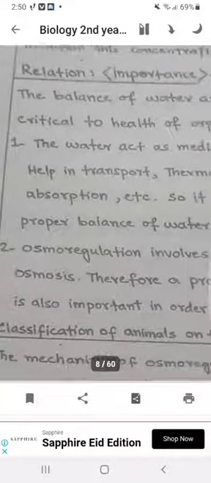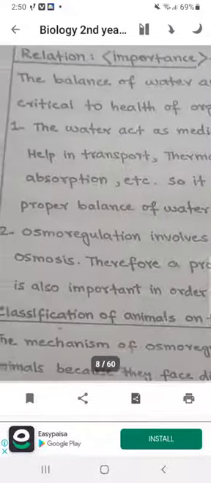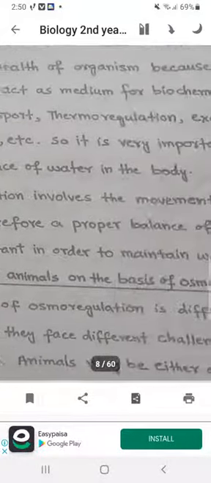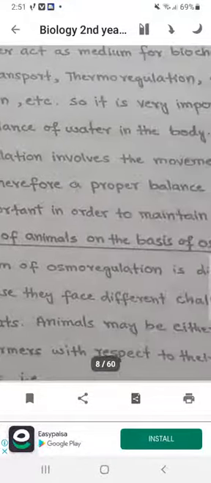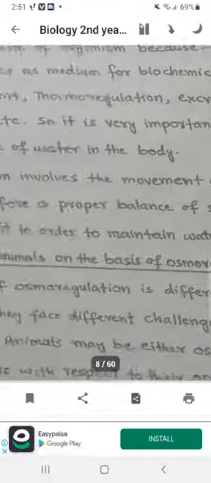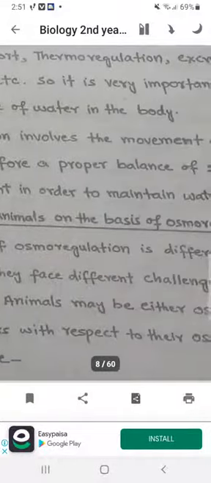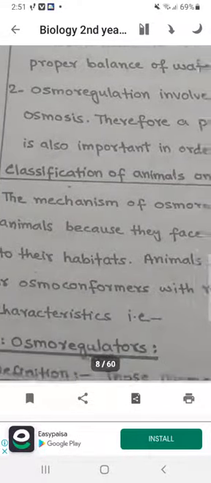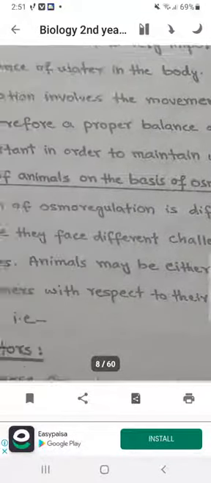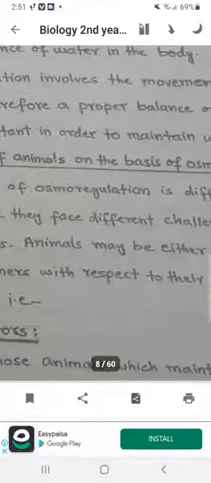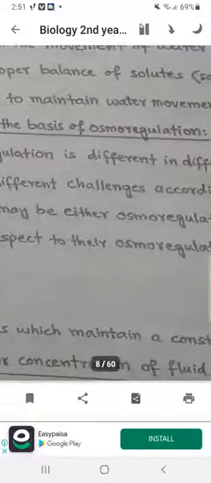Relation importance. The balance of water and salt solute is very critical to the health of an organism because, number 1, water acts as a medium for biochemical reactions, helps in transport, thermoregulation, excretion, digestion, absorption, etc. So it is very important to have a proper balance of water in the body. Number 2, osmoregulation involves the movement of water by osmosis. Therefore, a proper balance of solute salts is also important in order to maintain water movement.